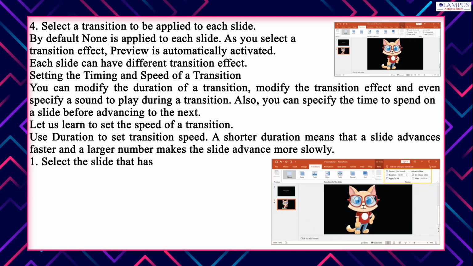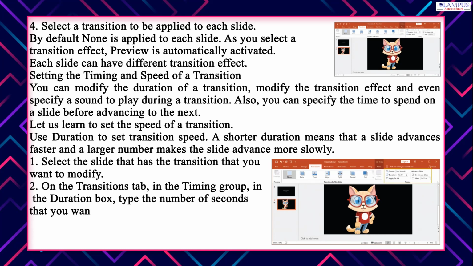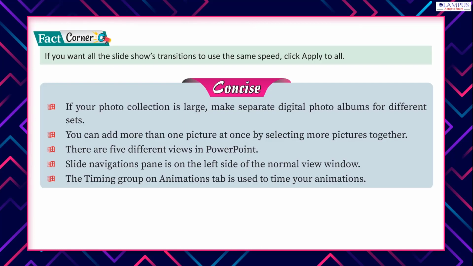1. Select the slide that has the transition that you want to modify. 2. On the Transitions tab, in the Timing group, in the Duration box, type the number of seconds that you want. Fact corner: if you want all the slideshow's transitions to use the same speed, click Apply to All.